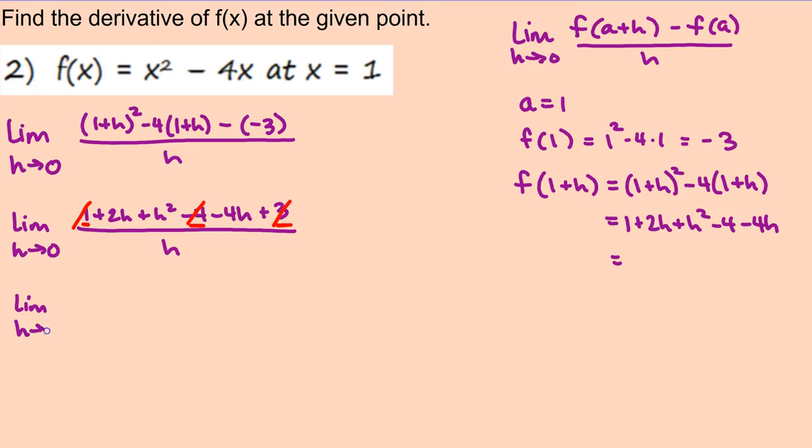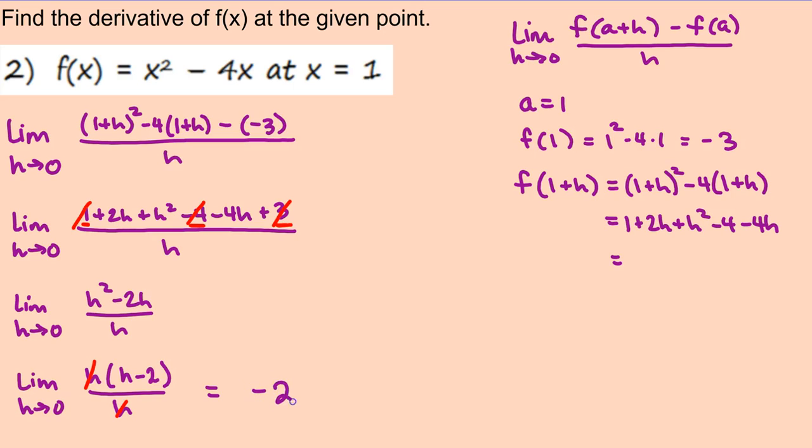I'm going to combine like terms in the numerator. We have 2h, we have minus 4h, so I'm going to combine those. So we have h squared minus 2h on the top and h on the bottom. So now let's factor h out of the numerator. We have the limit as h goes to 0 of h times the quantity h minus 2 over h. And so that we can cancel those h's on the top and the bottom, and now substitute the 0 in, and our answer is negative 2. That's what we got yesterday when we did this problem.